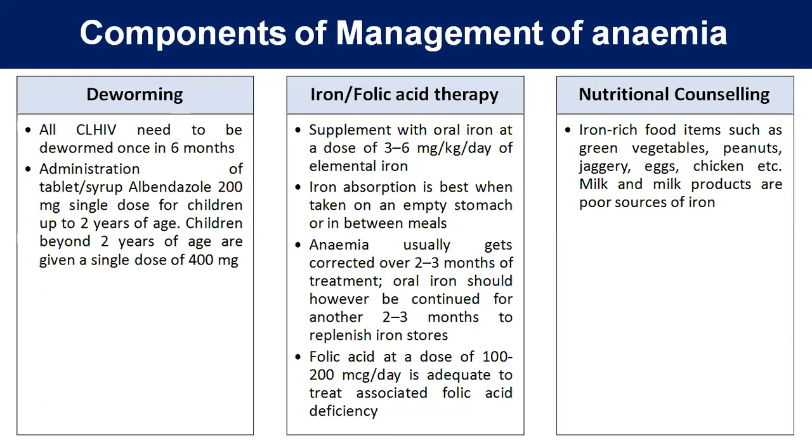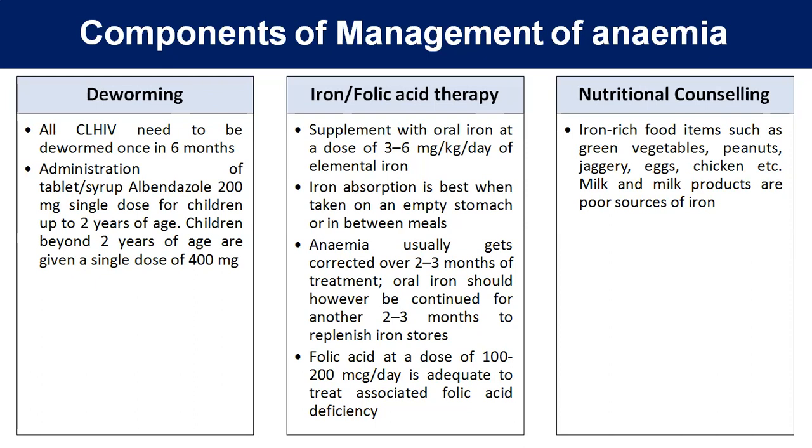Next is supplementing with iron and folic acid. Supplement with oral iron at a dose of 3 to 6 milligram per kg per day of elemental iron. And iron should be given on an empty stomach. To enhance the absorption of iron, it should be given in between meals. No milk or milk products should be given along with it. Anemia usually gets corrected over 2 to 3 months of treatment, but we have to continue the oral iron supplementation for another 2 to 3 months to build up our stores. Folic acid at a dose of 100 to 200 mcg per day is adequate to treat associated folic acid deficiency.